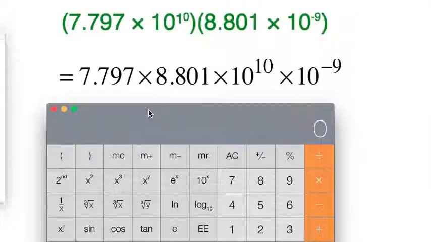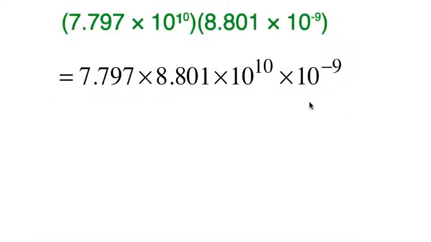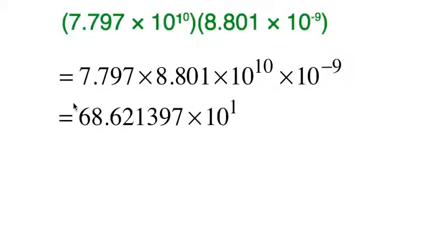Okay, handy dandy calculator time. 7.797 times 8.801 equals, okay, so 68.621397. Now the 10 to the 10 times 10 to the negative 9, I'm just going to add the exponents, and that's going to give me 10 to the 1. Okay, so I get 68.621397 times 10 to the 1.